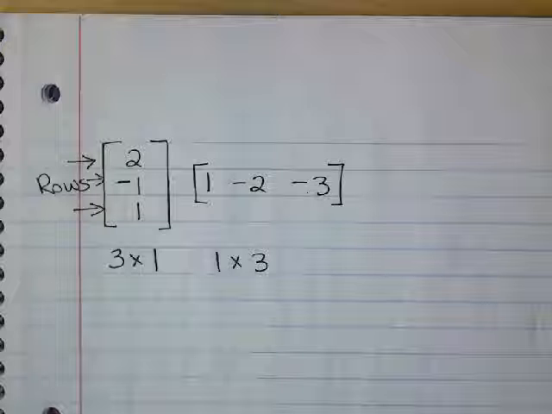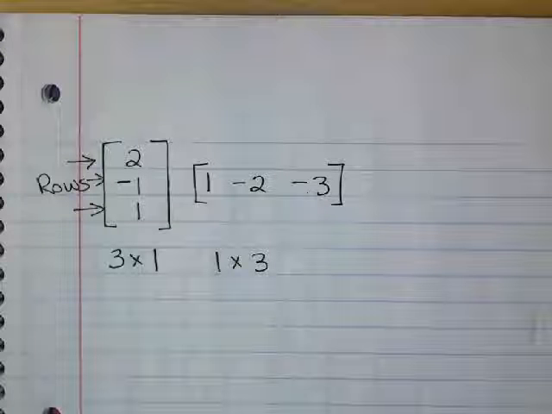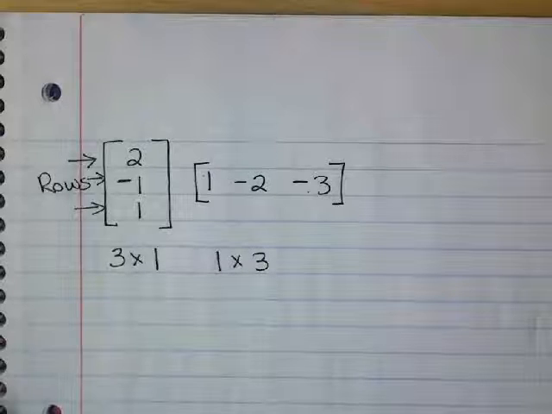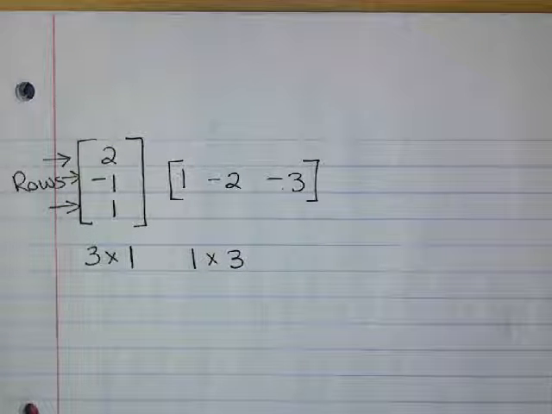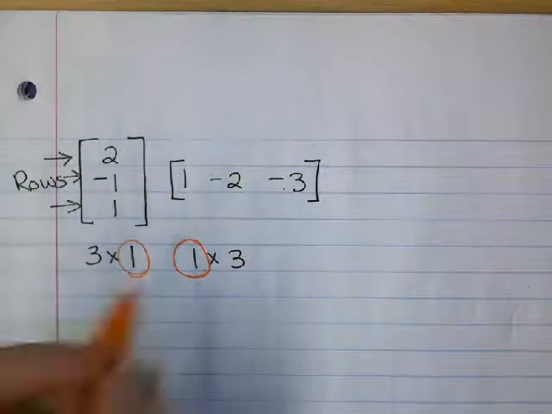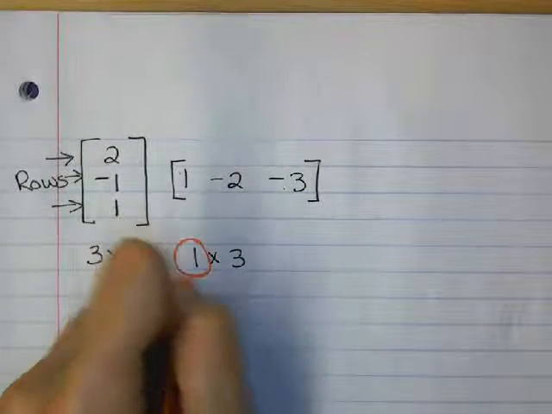And what size is our answer going to be? If we can do this one, what size is the answer matrix going to be? Yes, we can do it, and it's going to be 3 by 3. Yeah, it's weird. Yes, we can do it, even though these were little skinny ones. Yes, we're going to be able to do it because these match.